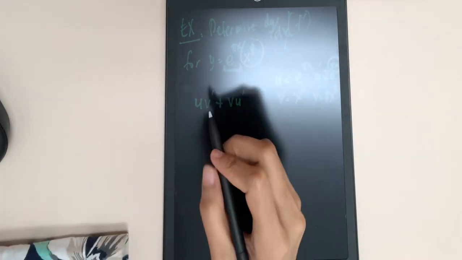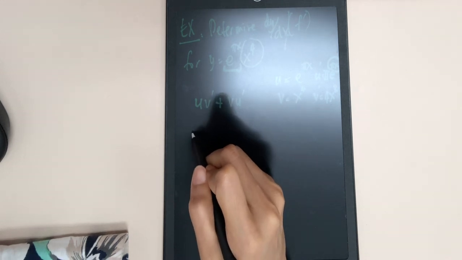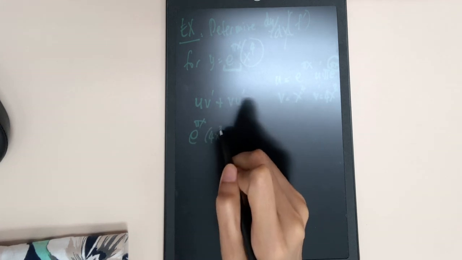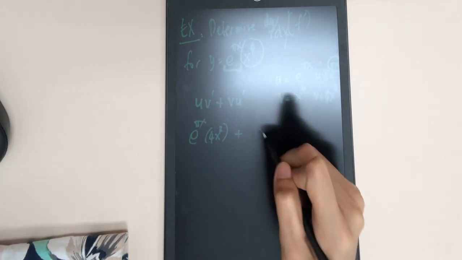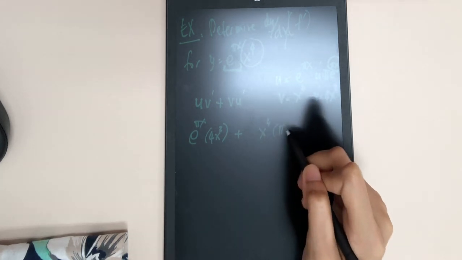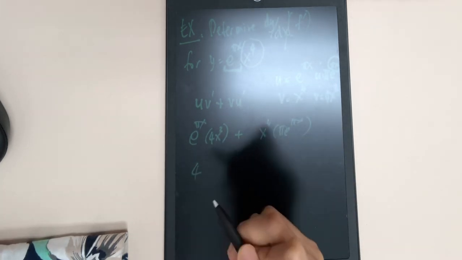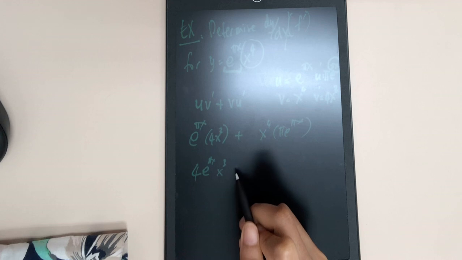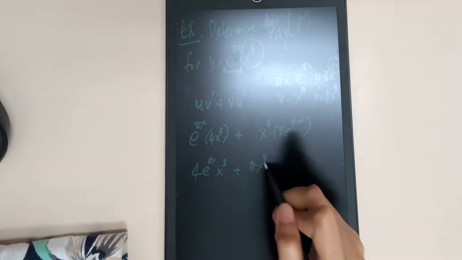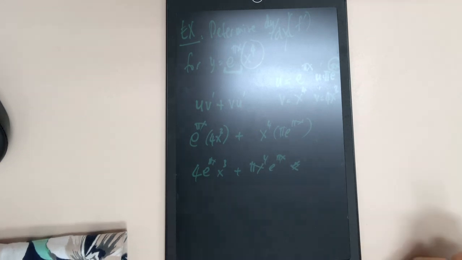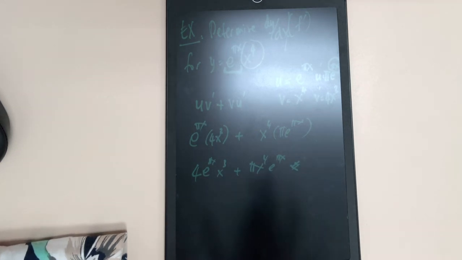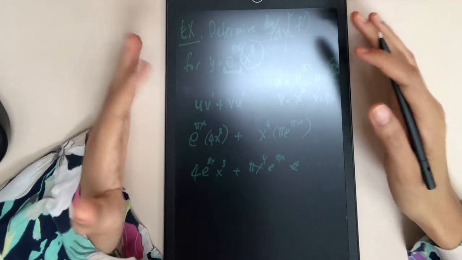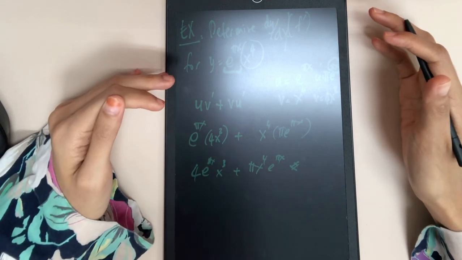So now you complete it. Just substitute here. So what is your u? e pi x. What is your v prime? 4x cubed. Plus what is your v? x power 4. What is your u prime? pi e pi x. Simplify. Susunlah balik. So 4e pi x x cubed plus pi x 4 e pi x. Right? So you should get this answer. It's so easy, right? Just use the correct formula, so you will get the correct answer.